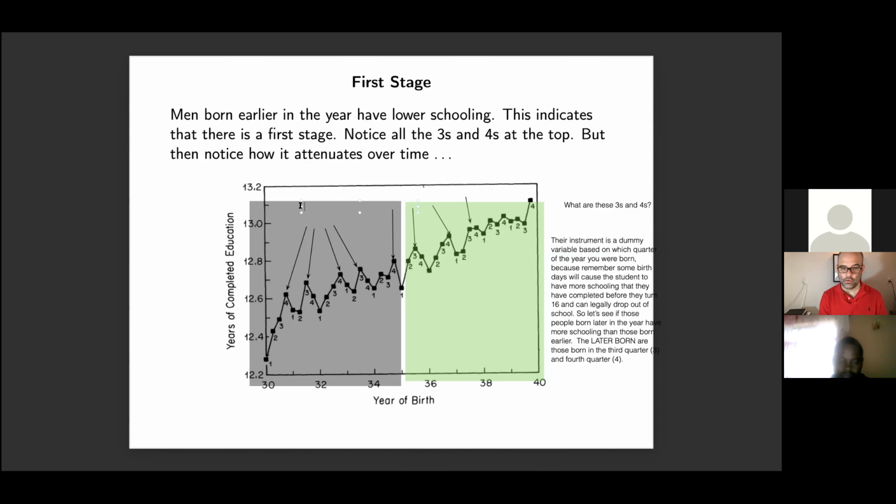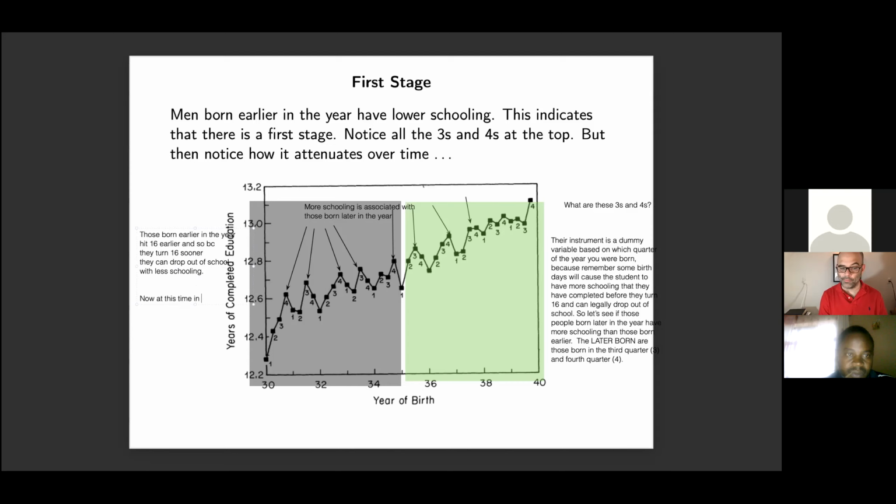Notice more schooling is associated with those born later in the year. If you're born early in the year, you get less schooling. Why? Those born earlier in the year hit 16 earlier. And so because they turn 16 sooner, they can drop out of school with less schooling.